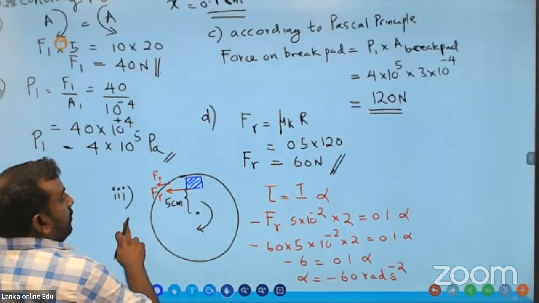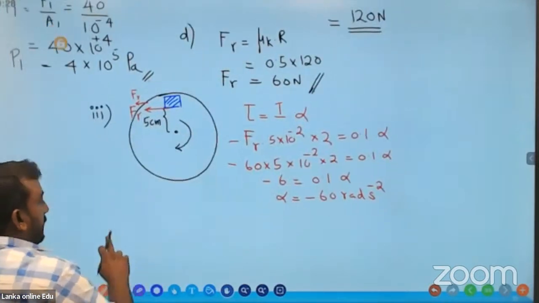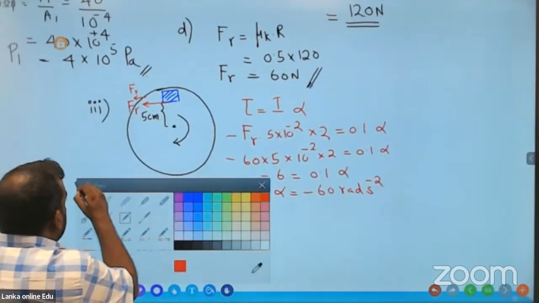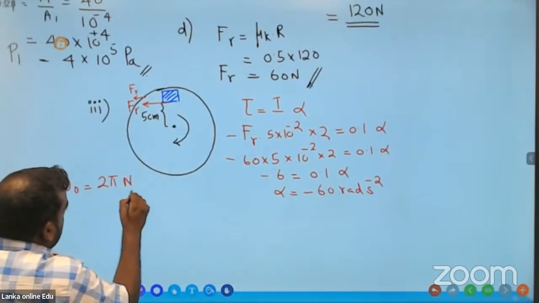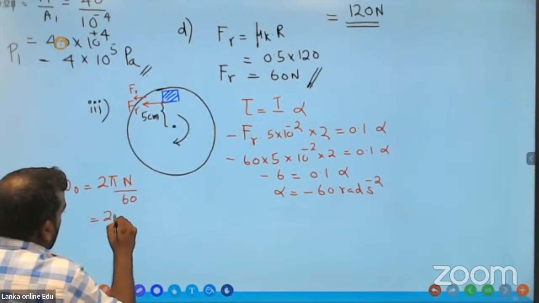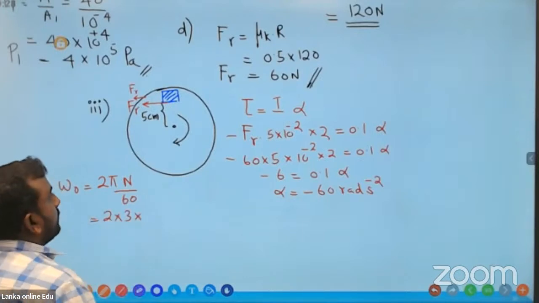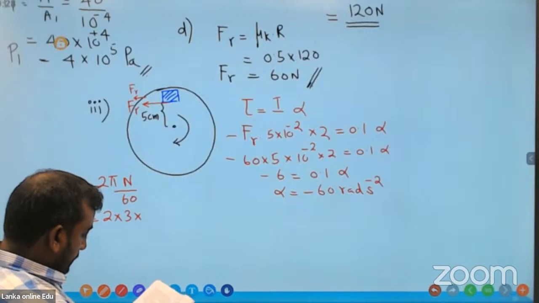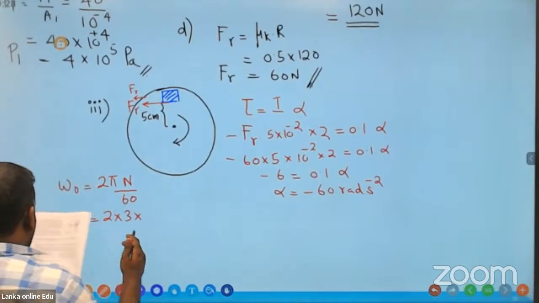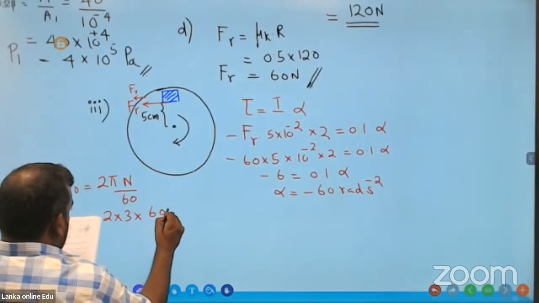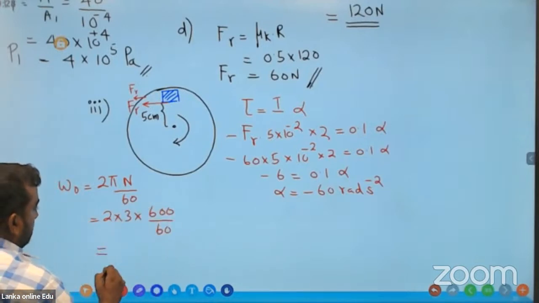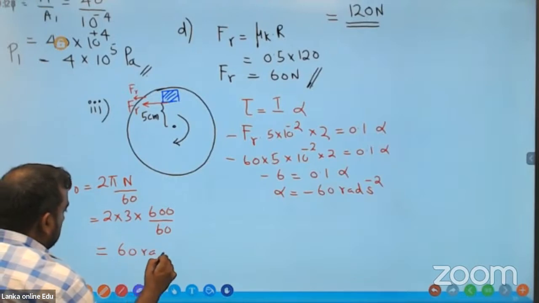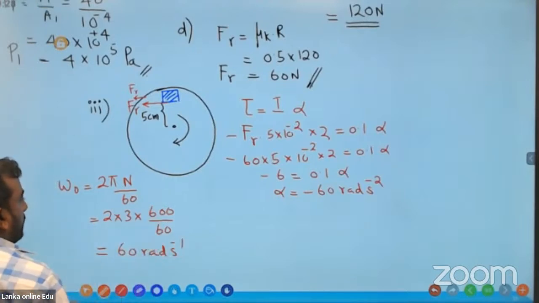Once you know the angular deceleration, initial omega naught is 2 pi n over 60, you can substitute. Pi is 3, given. Number of revolutions is 600 divided by 60. So here 10 times 6, 60 radians per second. Omega naught.